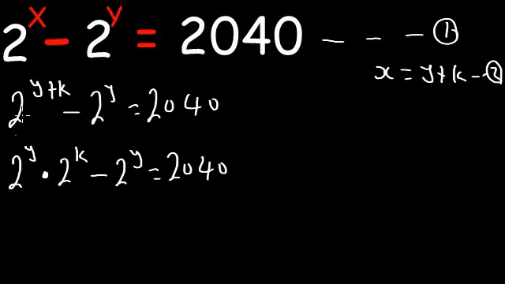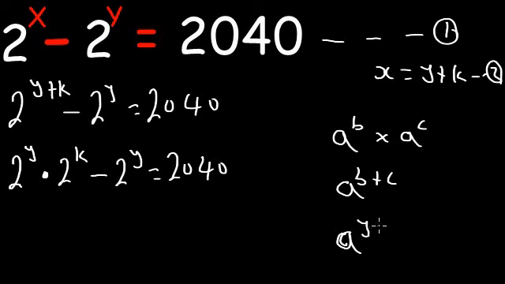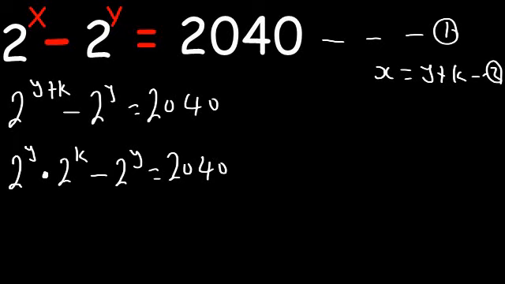If you are wondering how this turned to this, here's the reason why. In indices, if you have a raised to the power of b multiplying a raised to the power of c, you can typically select one base, which is a, and add those powers. Now this can be done vice versa. If you have a raised to the power of y plus x, you can simply turn it to a raised to the power of y multiplied by a raised to the power of x. It's a law that we need to work with, and that's just it. So if that's the case, let's continue with our question.